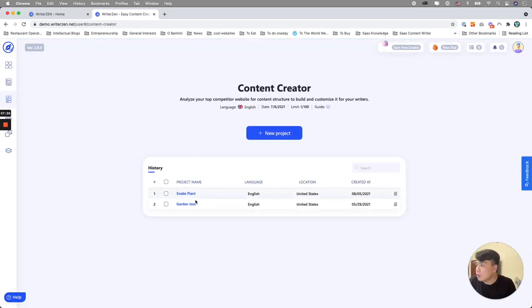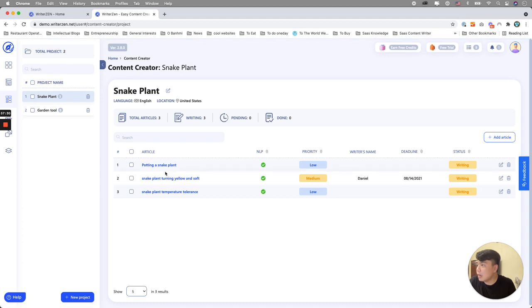Okay, so over here I already have a project called Snake Plants. So under Snake Plants, I already have quite a bit of articles here, and here I want to introduce to you a new feature that we are very excited to introduce, coming soon. I think it's still a beta version, but I'll show you today.